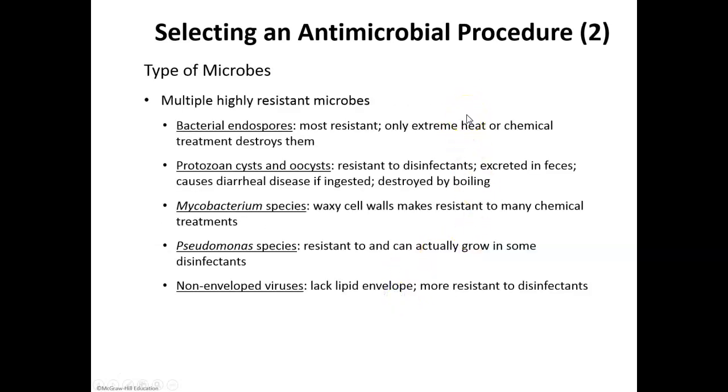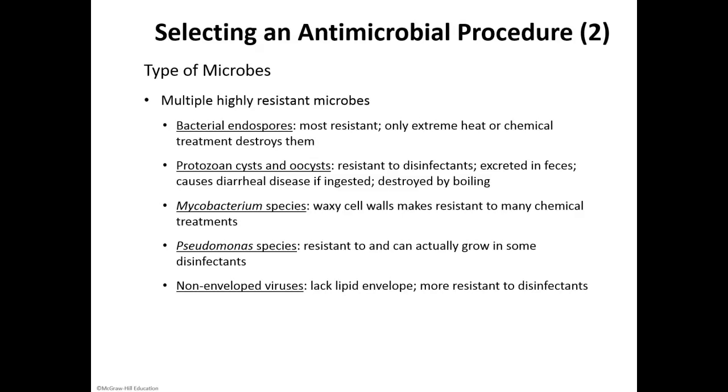So there are a lot of types of microbes, and some of those microbes are very resistant to antimicrobials. So we have our basic vegetative cells like E. coli that we might be able to get rid of relatively easily. But then there are some cells that produce endospores. Endospores are very resistant. It takes a lot of heat or chemical treatment to destroy them.